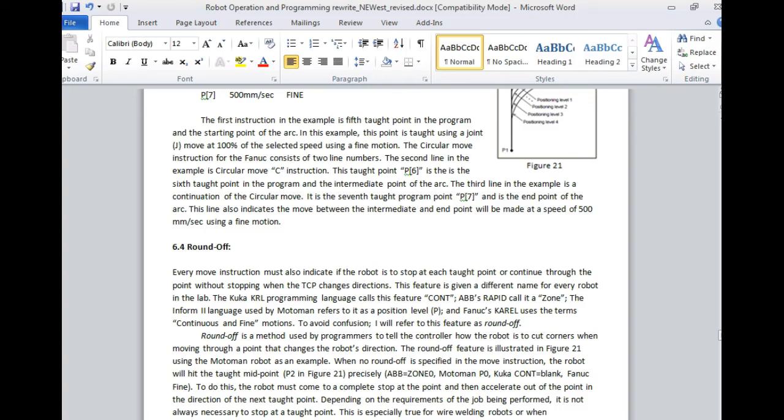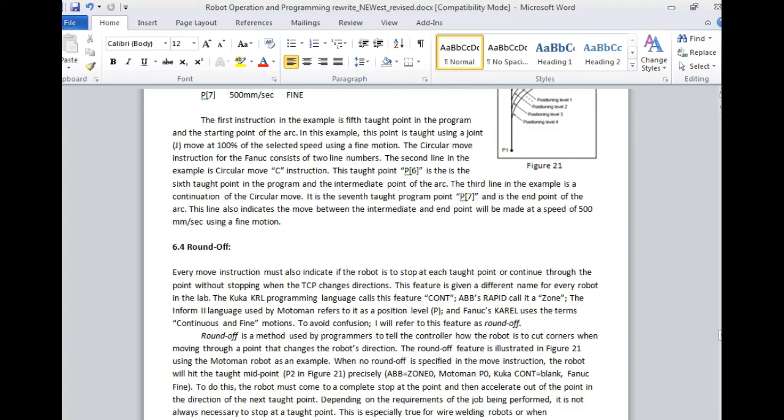Every move instruction must also indicate if the robot is to stop at each top point or continue through the point without stopping when the tool center point changes direction. This feature is given a different name for every robot in the lab. The KUKA calls it continuous. ABB calls it a zone. Motoman calls it a position level. And then FANUC calls it fine and continuous.